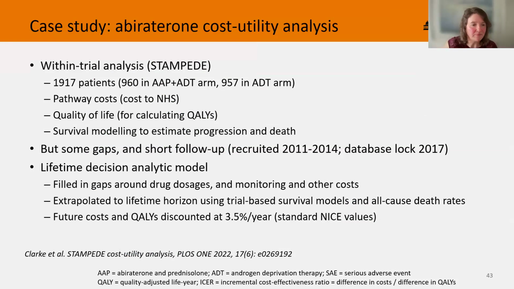So another case study, this is prostate cancer. This is looking at abiraterone, which is a prostate cancer drug given in high-risk prostate cancer patients. There was a within-trial analysis using the STAMPEDE data, which is a multi-arm, multi-stage study run by the MRC CTU at UCL. I think they got to about, I don't know, 12 arms in the end. The abiraterone one was arm G compared to the control arm A.